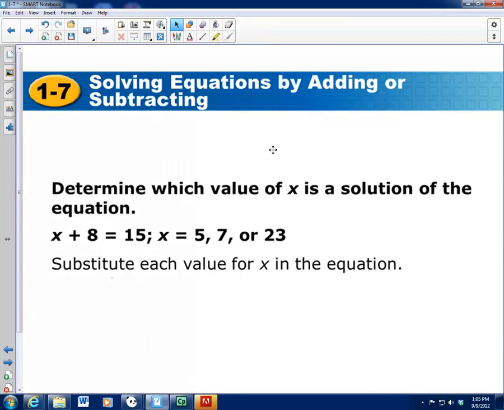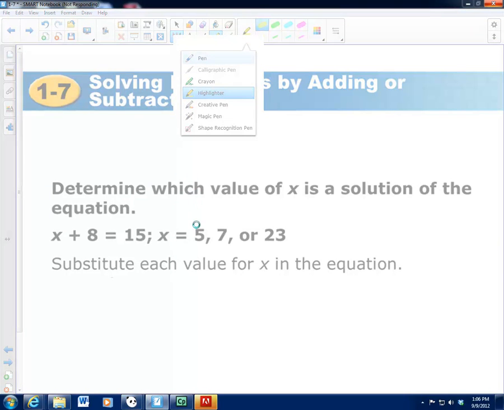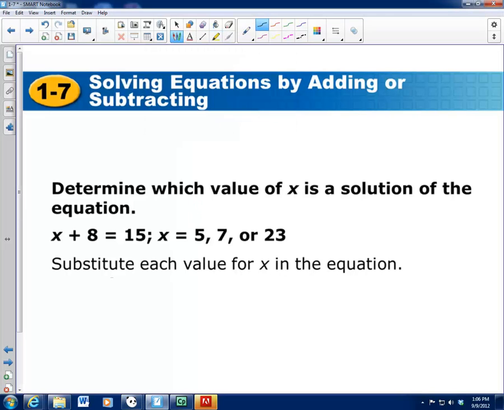All right, let's take a look at our first example. It says determine which value of x is a solution of the equation. It says substitute the value for x in the equation. What we're going to do here is select the values for our variables, and we're going to substitute them into this equation to see which one works.